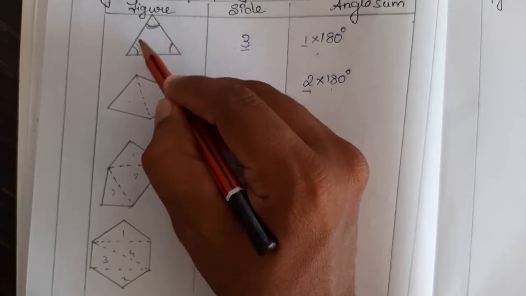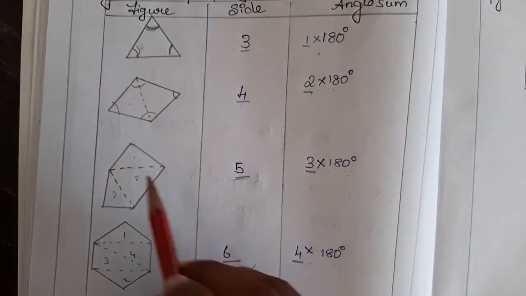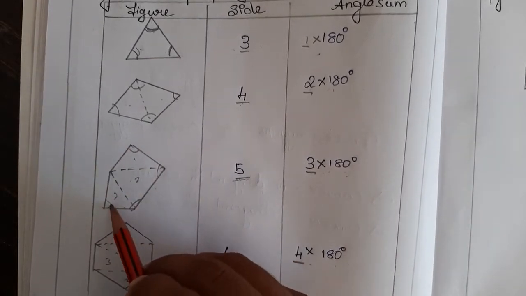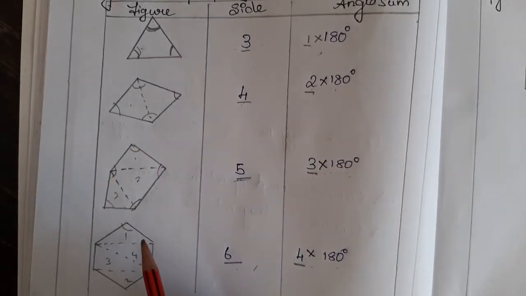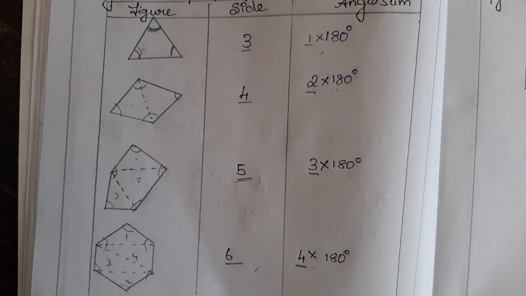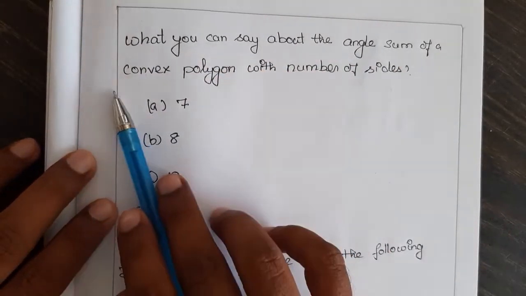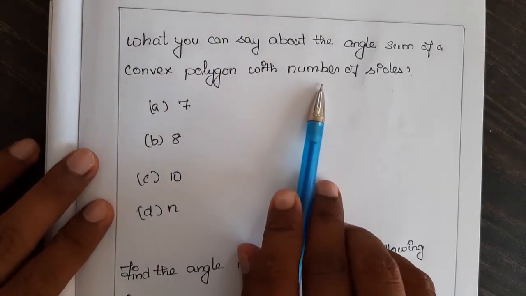You can see inside, if you add these angles, it is 180. If we add this 4, it is 2 into 180. If we add this 5, it will be 3 into 180. If we add this 6, it will be 4 into 180. Clear? So here, what you can say about the angle sum of a convex polygon with a given number of sides.